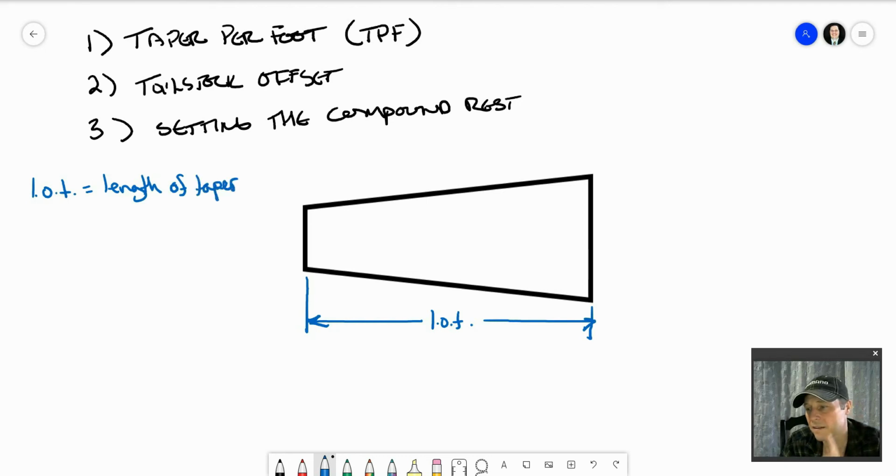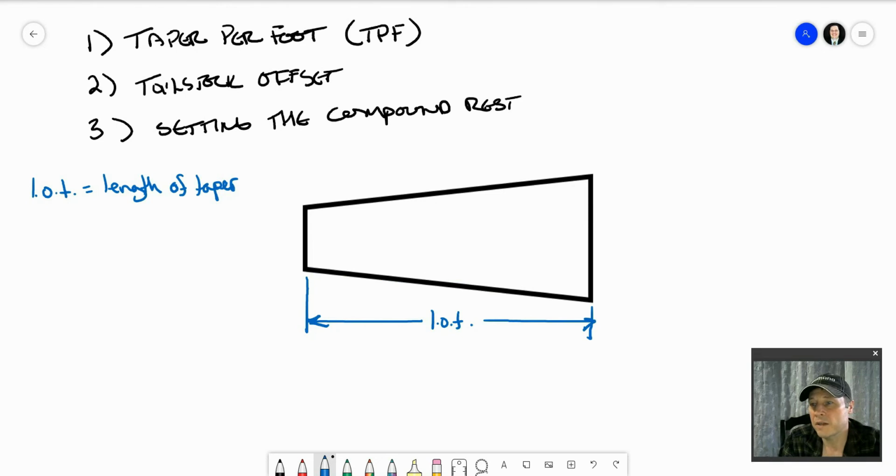Okay, this is not the hypotenuse, right? This is not the length of this side. This is the distance from the front to the back, right? So it is not this length. It's this length, which you and I both know are two different things, right? This is the hypotenuse and this is the base length. They are not the same. So just good for you to know that the length of taper is a true length, okay? It is not the hypotenuse.